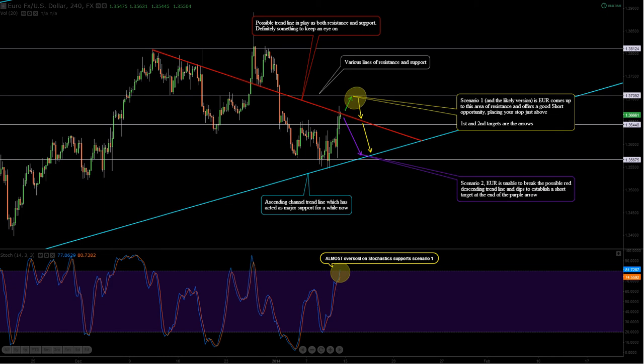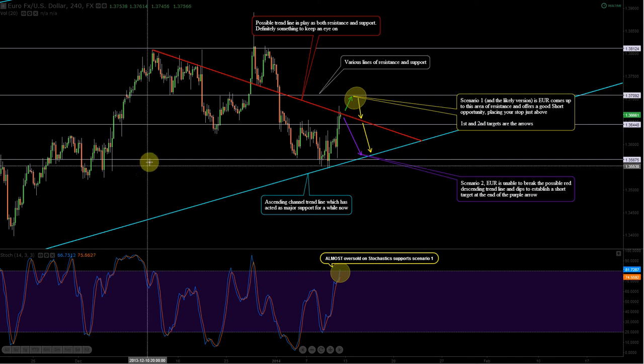I wanted to share a short setup that I see in the Euro futures and the Euro/USD currency pair. This chart is a 4-hour chart, and I have two scenarios that I see as a potential outcome here in the near future. Let me first explain the likely setup, which is scenario 1.